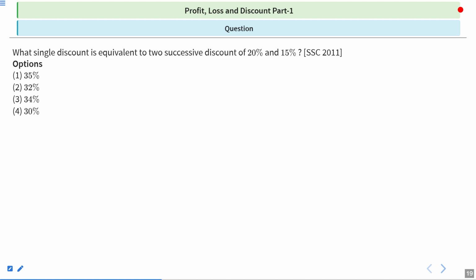What single discount is equivalent to two successive discounts of 20% and 15%? This question was asked in the SSC CGL 2011 exam. Now there are four options. First one is 35%, second is 32%, third is 34%, and fourth is 30%. Now you have 10 seconds to solve this question. Your time starts now. Now time's up. Let's see the solution of this question.